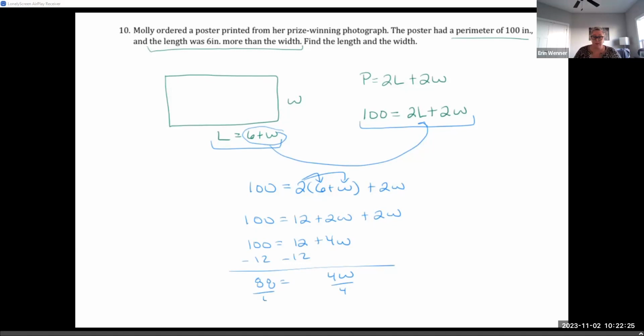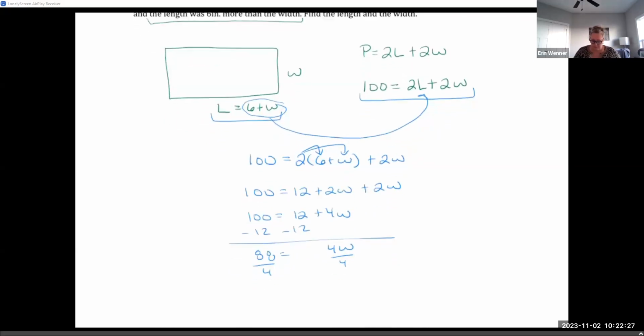So if we know what the width is, we can find the length because we know that the length is 6 more than the width. Therefore, the length is going to equal 28 inches. So our dimensions are 28 inches by 22 inches.